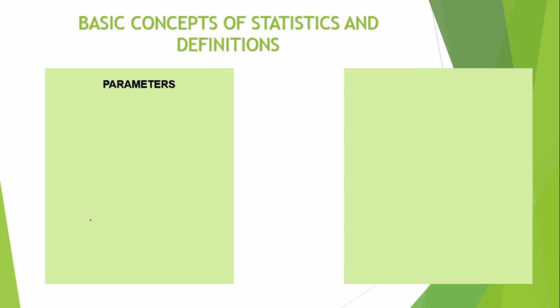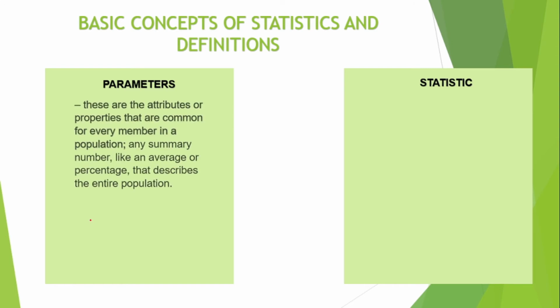Okay. So another one is the parameters and then the statistics. Parameters are on the population side, and statistics are on the sample side. So these are the attributes or properties that are common for every member in a population, any summary number like an average or percentage that describes the entire population. So basta pag parameters, sa population siya.